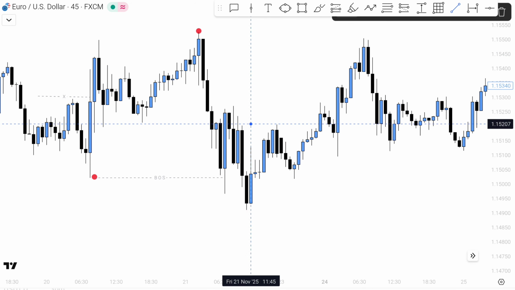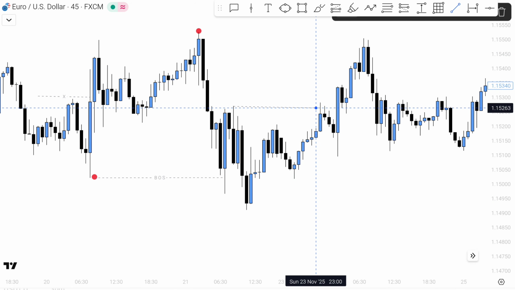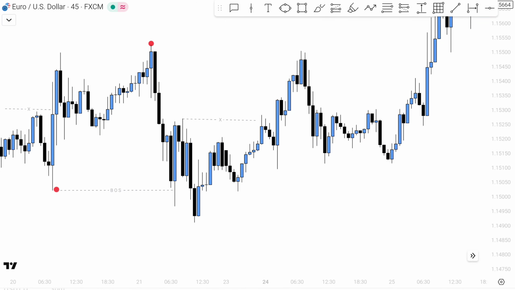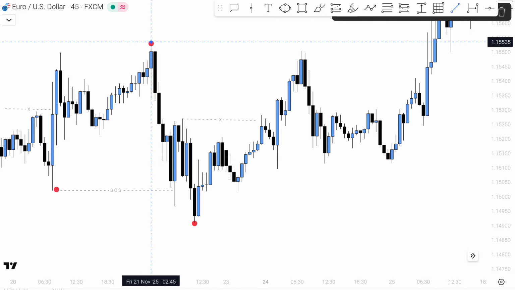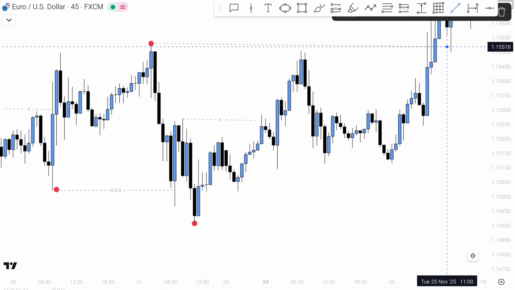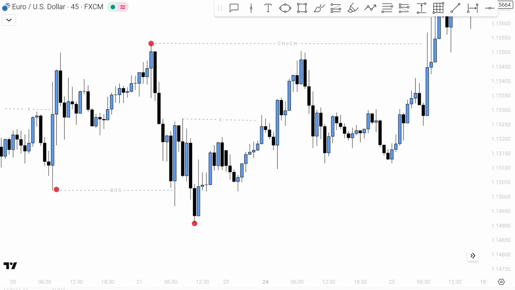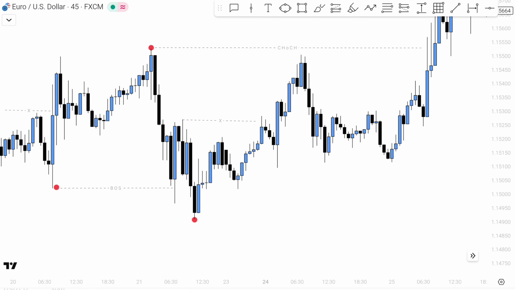And again, this is the next pullback. Market took out the liquidity at this point, and after the liquidity is taken, market doesn't move to the downside, but it moved to the upside. But when market took out the liquidity, this point becomes the low. And when market closes above this recent major high, which was at this point, this becomes our change of character, that market has shifted to the upside.